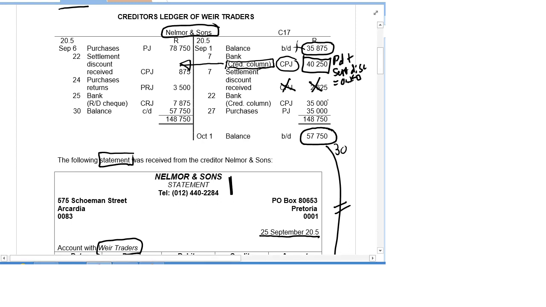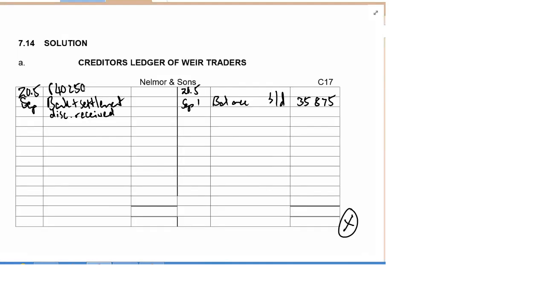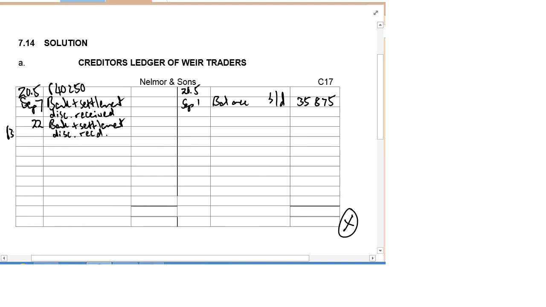Then I've got another amount for bank, and again, it's on the wrong side. This is 35,000 posted from the cash payments journal, and this also is posted from the creditors column, which again means that it is bank and settlement discount received. Okay, so this first one was on the 7th. Sorry, I didn't put the date in there. This next one is on the 22nd. And again, the name of the accounts that are going to be credited are bank and settlement discount received. And the amount is going to be 35,000.